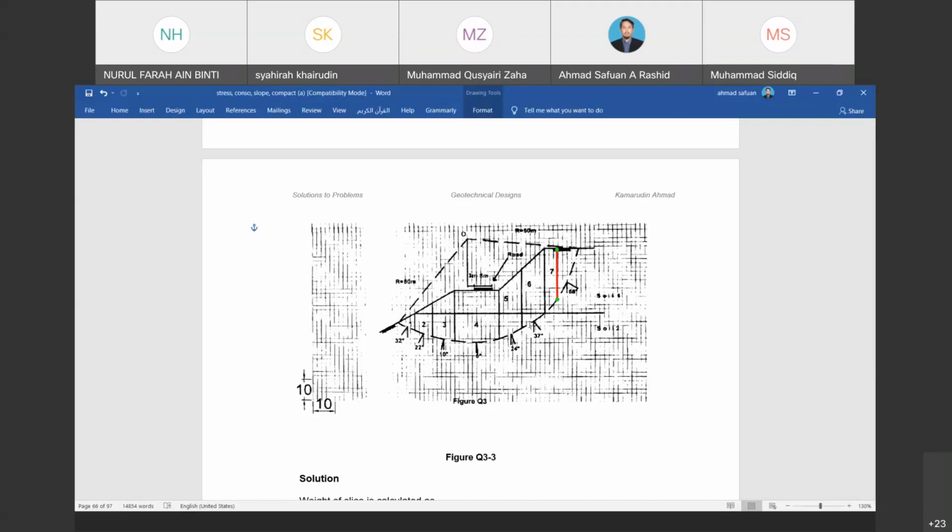Why? When we want to count the resisting moment, it should be counted based on one C value. It will be complicated if we have two C values in one slice. That means you would have to measure this line from here to here to represent C of soil number 2, and from here to represent C of soil number 1.